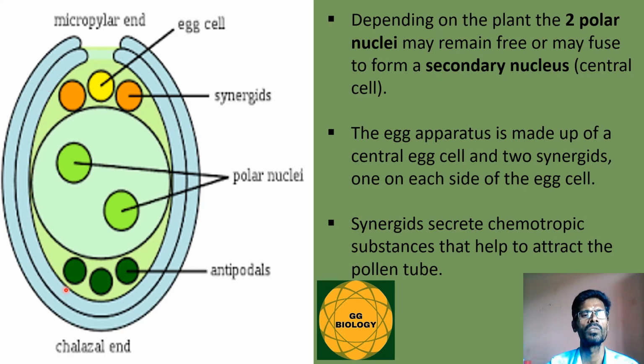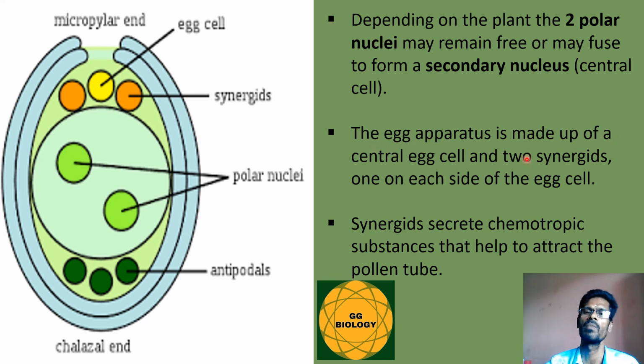In this picture, it is clearly shown the embryo sac consisting of the 8 nuclei. Towards the micropylar end, there are 3 nuclei, among which 2 nuclei are called synergids, and the one in between the 2 synergids is known as the egg cell. So 3 nuclei are found towards the micropylar end. Now coming to the chalazal end, there are 3 nuclei. These 3 nuclei towards the chalazal end are called the antipodals. In between these both, there are 2 centrally situated polar nuclei, and sometimes these polar nuclei may be free, or sometimes they can be fused together. If they are fused, they are called the secondary nucleus, which forms the central cell.